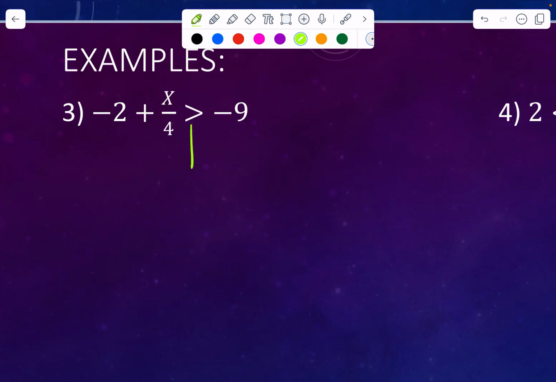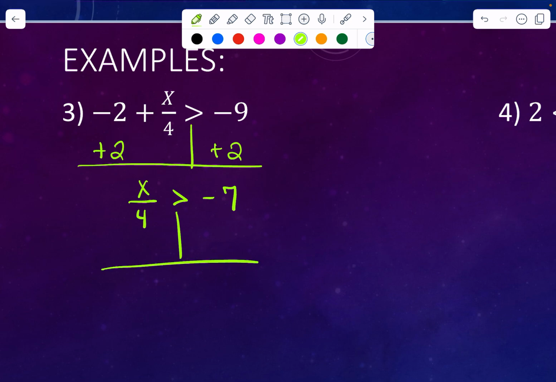Okay, let's try number 3 here. So we're going to start off. The first thing we need to get rid of is the 2. Look, it's a negative 2. So I'm going to add 2 to both sides. So now I bring down x over 4 is greater than negative 7. Then at that point, I have x divided by 4. So to undo that, I multiply by 4 to both sides. So I end up with x is greater than negative 28.